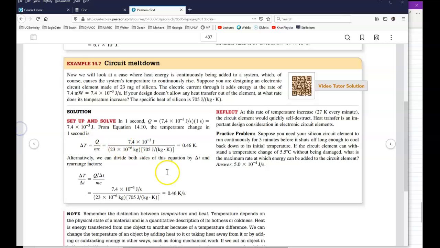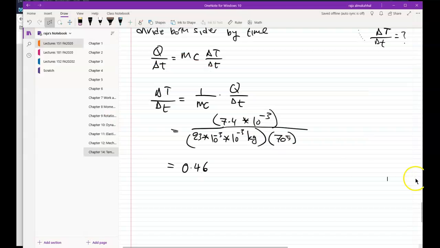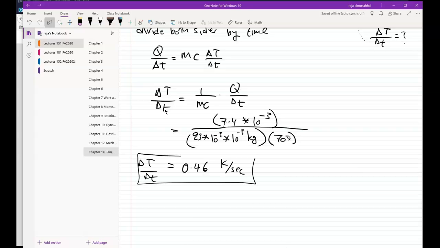Let me check what the book got. He probably did it differently. Okay. There we go. And of course, since this is delta T over delta T, what is the unit of temperature? It's Kelvin. Remember that, see here, delta T over delta T. Well, this is the unit of Kelvin delta T per second. See that? And there we go. Okay, good.